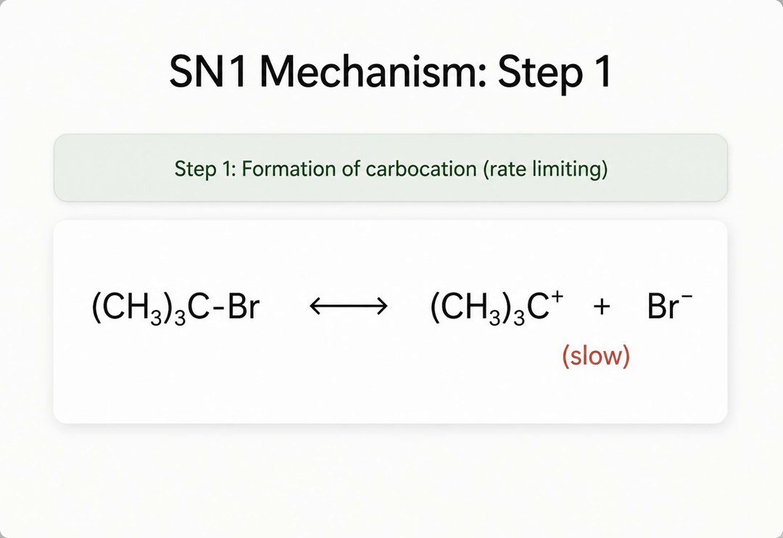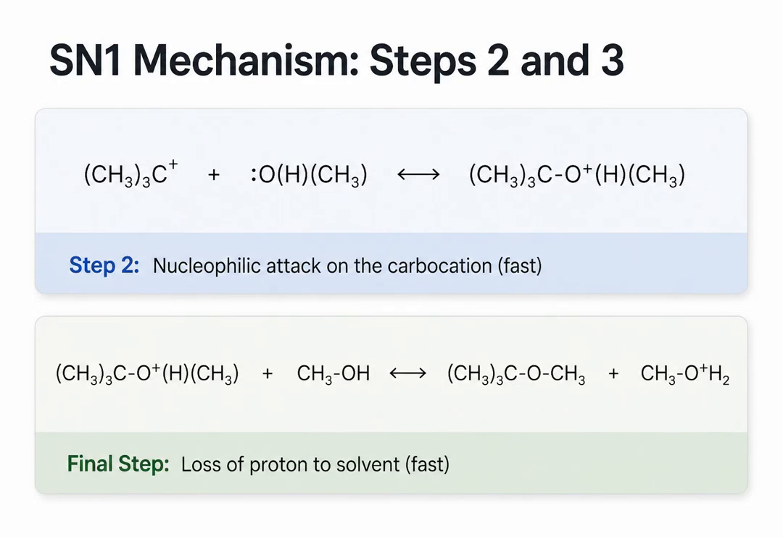The first step is the spontaneous ionization of the alkyl halide. The carbon-halogen bond breaks heterolytically, with the leaving group, bromide in this case, taking both electrons. This generates a carbocation intermediate and a bromide anion. Breaking a bond requires a significant input of energy, making this a highly endothermic and very slow process. Therefore, this ionization is the rate-determining step of the entire reaction, which perfectly explains why our rate law only depends on the concentration of the starting alkyl halide. Once that highly reactive carbocation is formed, the subsequent steps happen very rapidly.